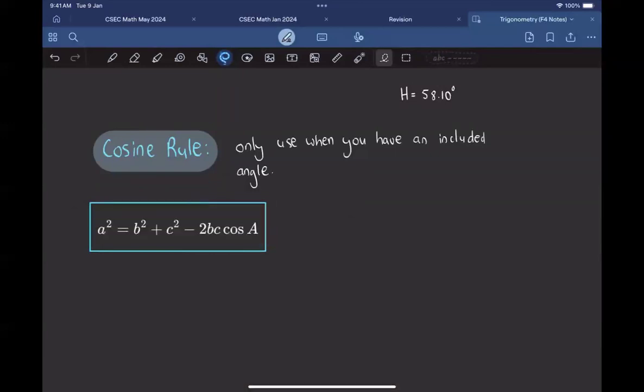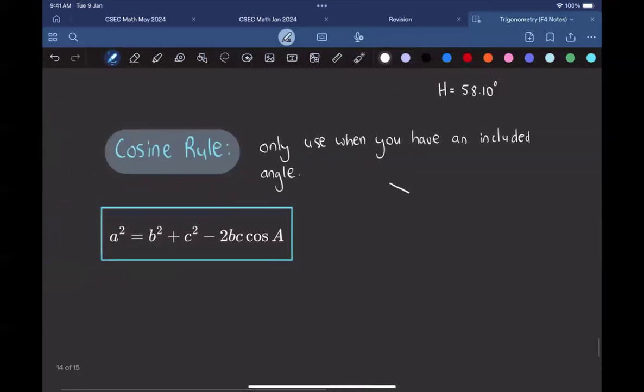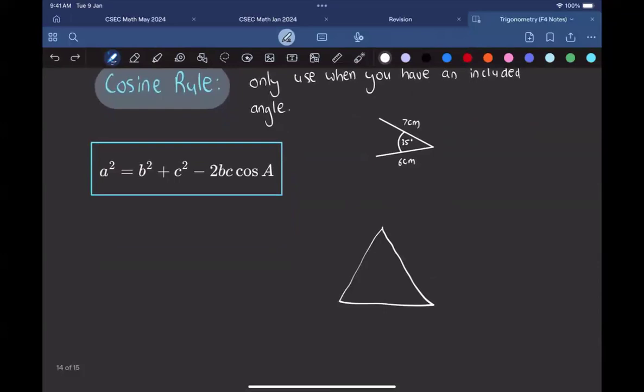So let me show you what an included angle is. An included angle is an angle where you know the two lengths on either side. Let's say I had an angle over here, and this angle was 35 degrees. It would be included if I had the length for this side here and the length for this side here. That is what makes the angle included. It's included between two sides I know the length for. This is an included angle. I'm going to pick you all up in some questions.